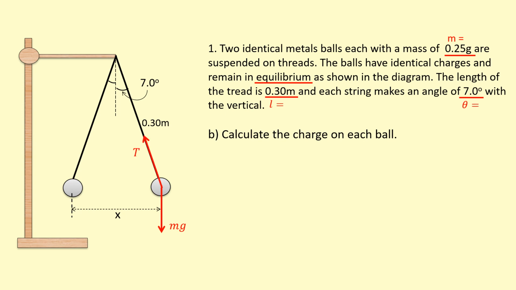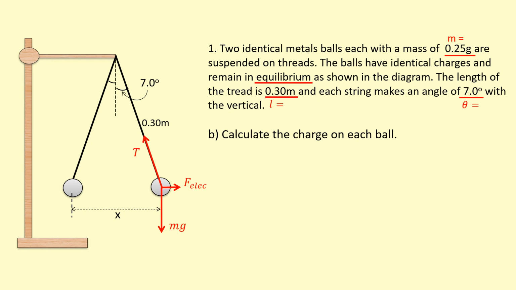And to balance this force, there needs to be a third force, because you can see there's a component of the tension towards the left. So there's going to be a force towards the right as well. And that comes from the repulsion from the other charged ball. Because they both have identical charges, they're going to repel each other. They might both be positive or they might both be negative. It doesn't matter. They'll repel each other like this.